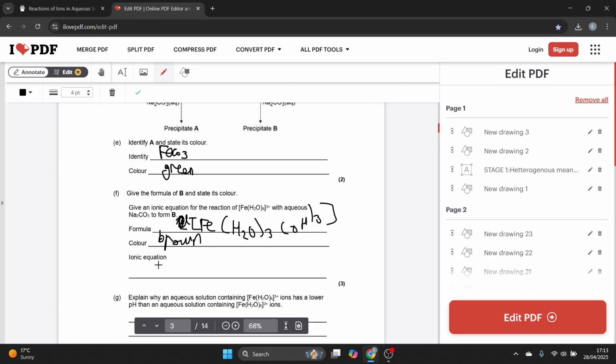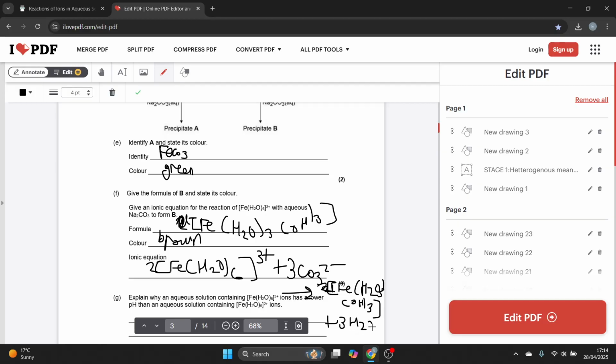And then the ionic equation is 2Fe(H2O)6 3+ plus 3CO3 2- gives 2Fe(H2O)3(OH)3 plus 3H2O plus 3CO2. Yep, perfect. Exactly copied and pasted from the booklet.